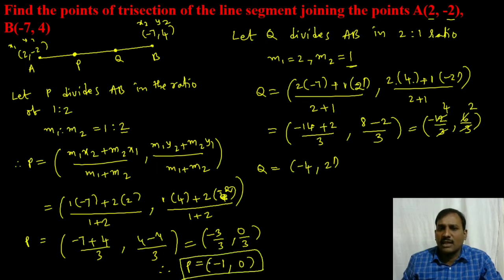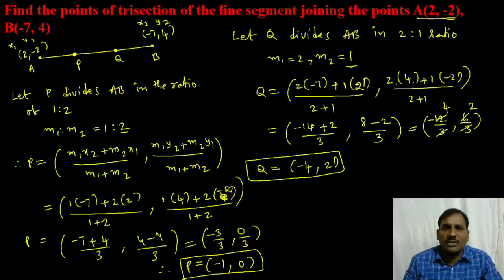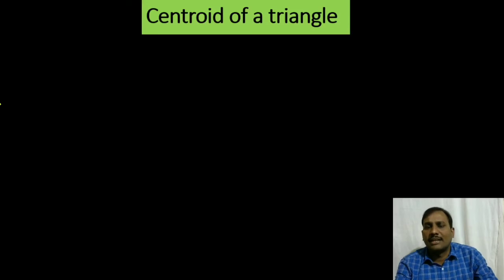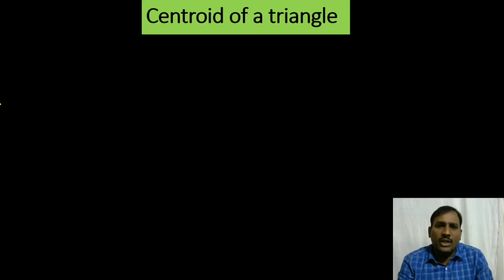P minus 1 comma 0 and Q minus 4 comma 2 are the points of trisection of the line segment joining the points A 2 comma minus 2 and B minus 7 comma 4. Okay. Now we learn about the centroid of a triangle. Before knowing what is centroid, let us know about median.